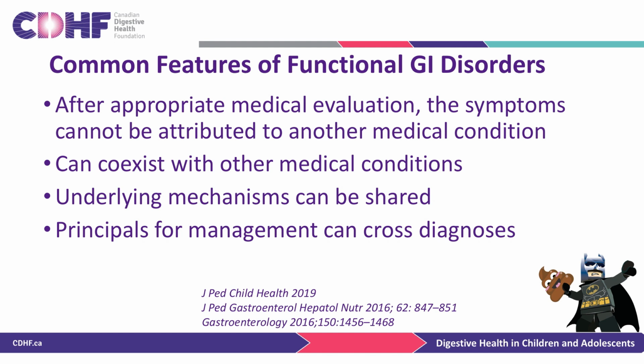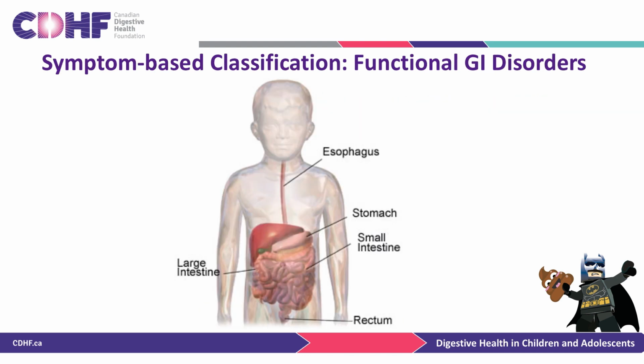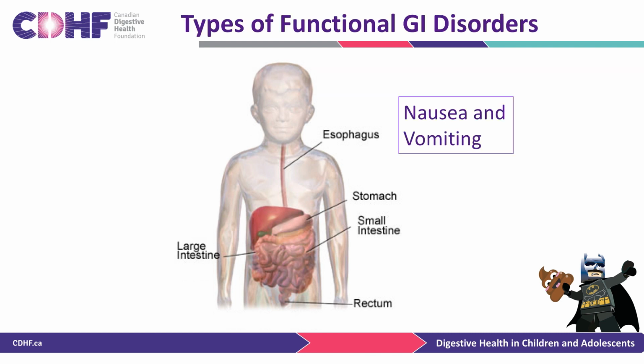Because we have a better understanding of some of the mechanisms behind what causes these diseases, we now know that some of them can have shared underlying mechanisms. And because of that, that means that how we manage them can be similar across these disorders. As a physician, we diagnose functional GI disorders based on symptoms, and they're classified into what are the predominant symptoms. And there is actually a criteria, it's called the Rome criteria, for diagnosing these disorders.